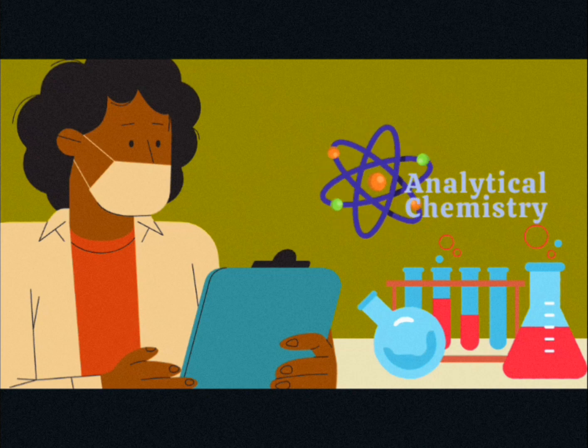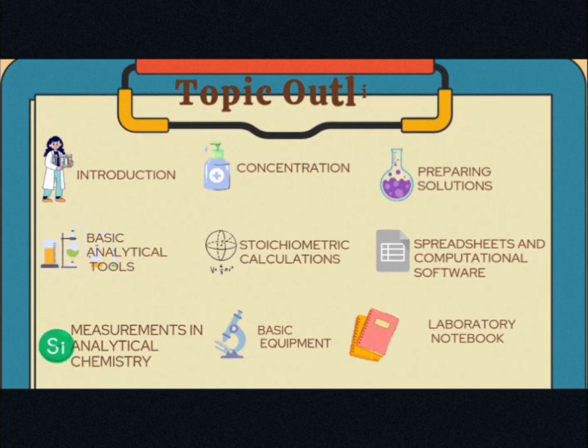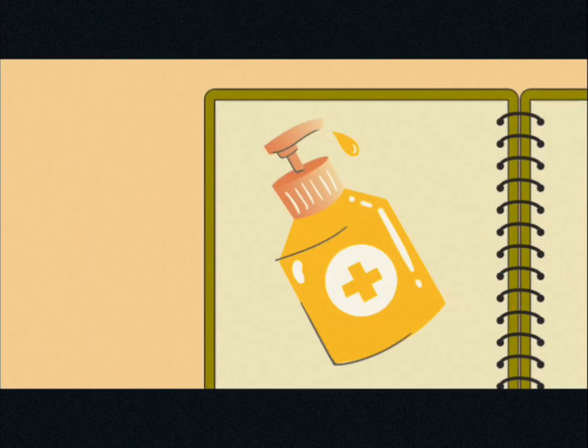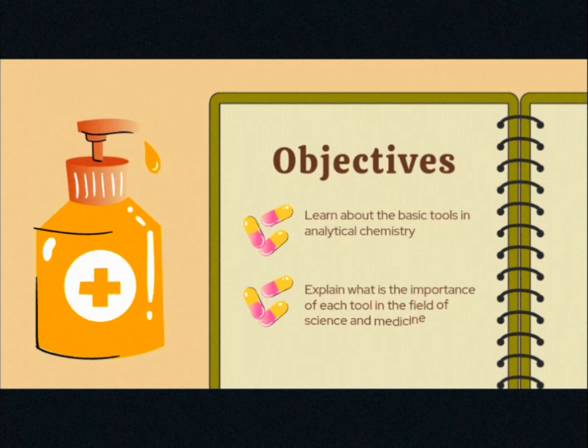Analytical chemistry. Topic outline: the introduction, basic analytical tools, which are the measurements in analytical chemistry, concentration, stoichiometric calculations, basic equipment, preparing solutions, spreadsheets and computational software, laboratory notebook. The main objectives are to learn about the basic tools in analytical chemistry and explain the importance of each tool in the field of science and medicine.